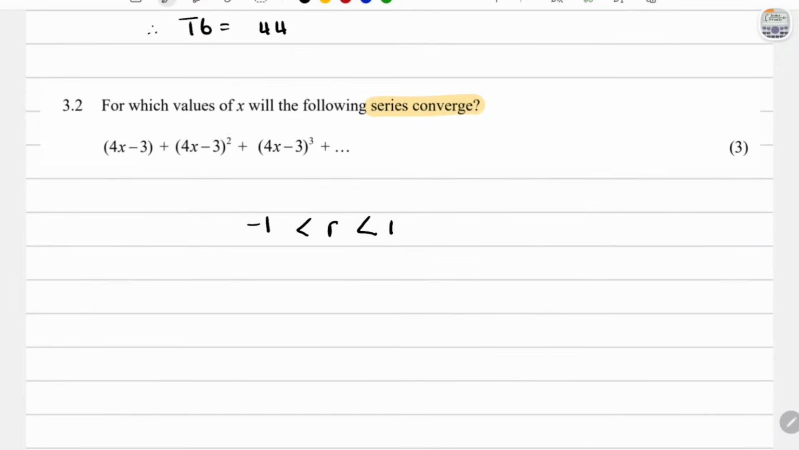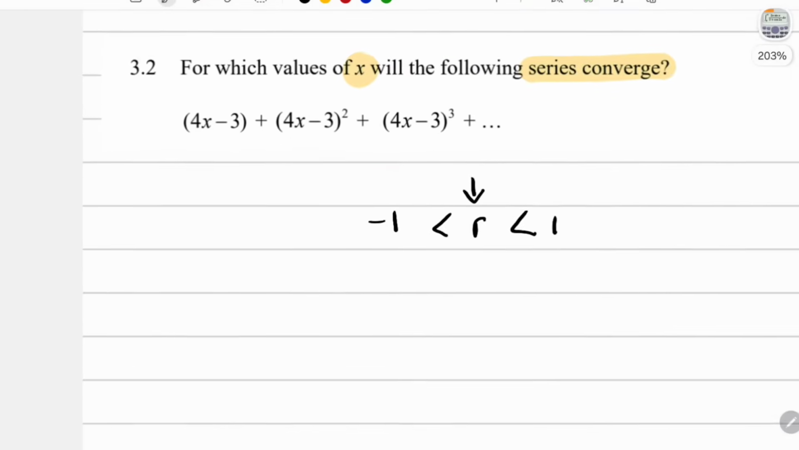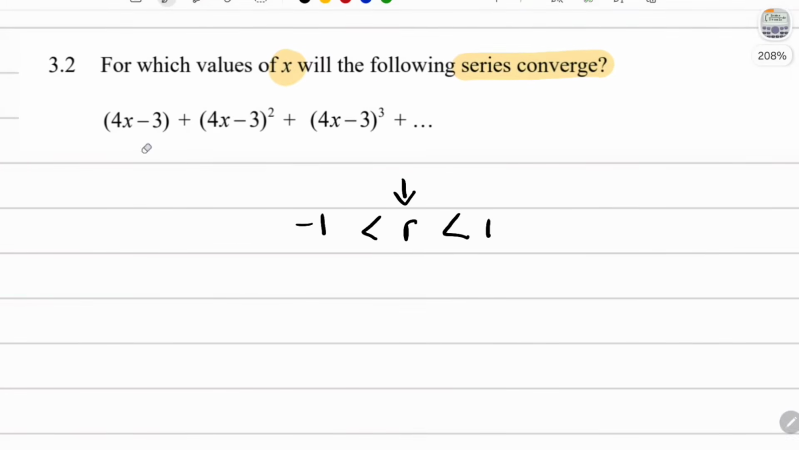All we're really just trying to find out is the values of x for which this is going to converge. So we know that the ratio needs to be greater than -1 but less than 1. The next thing we would need to do to find out what exactly the x value should be for the series to converge is find that ratio. What exactly is that ratio? Because this series is converging, we know it's a geometric series first of all.